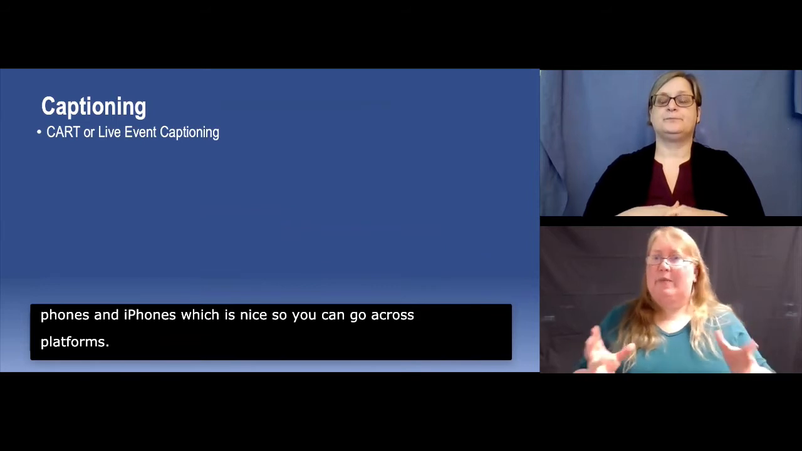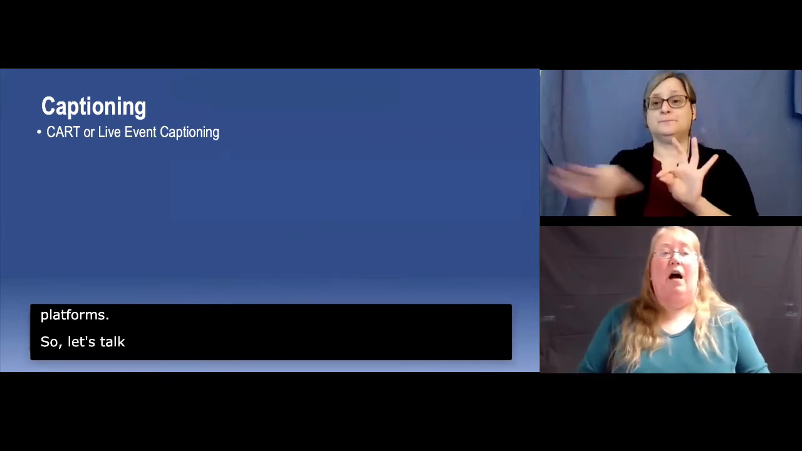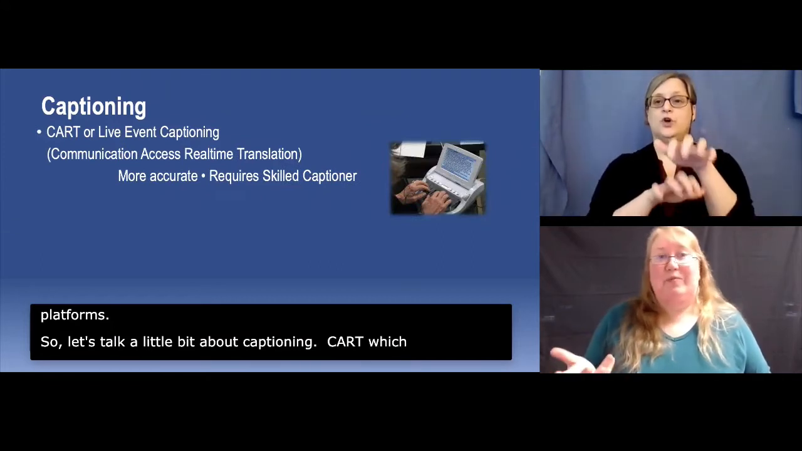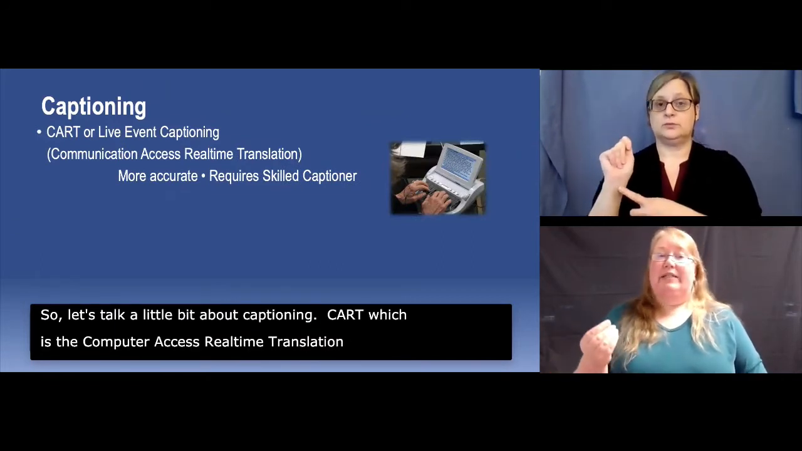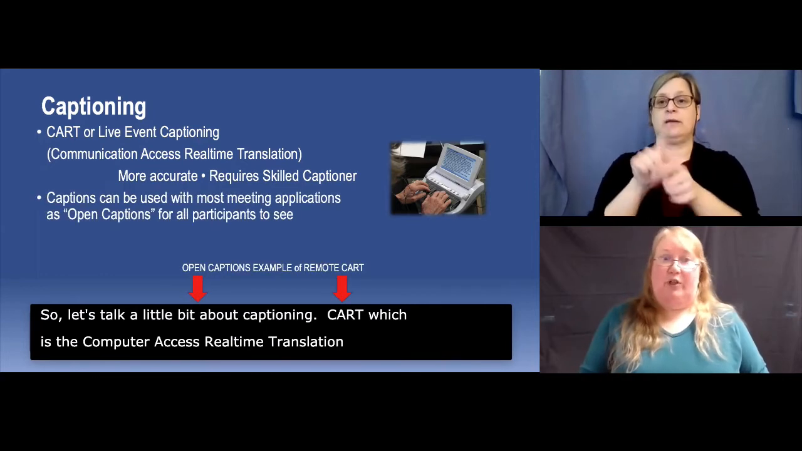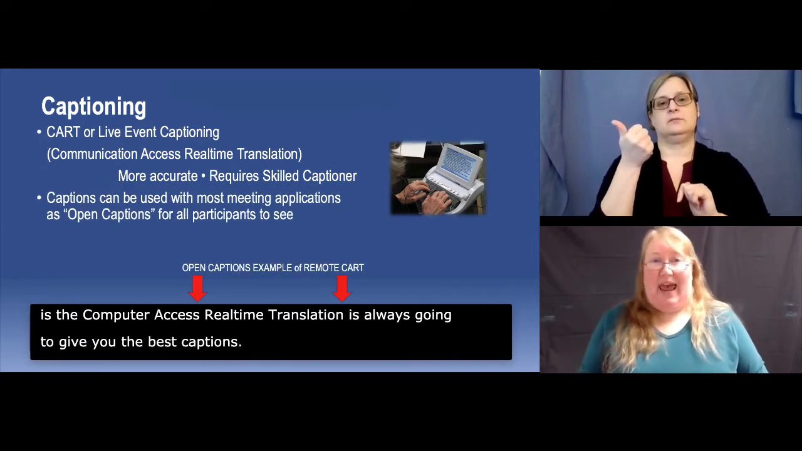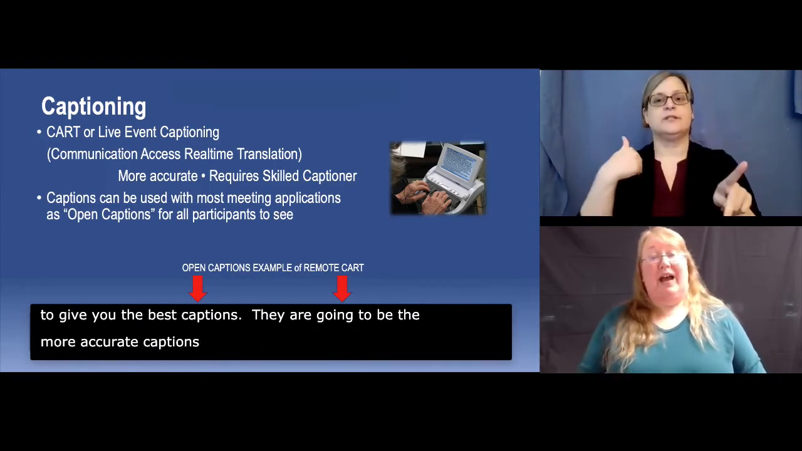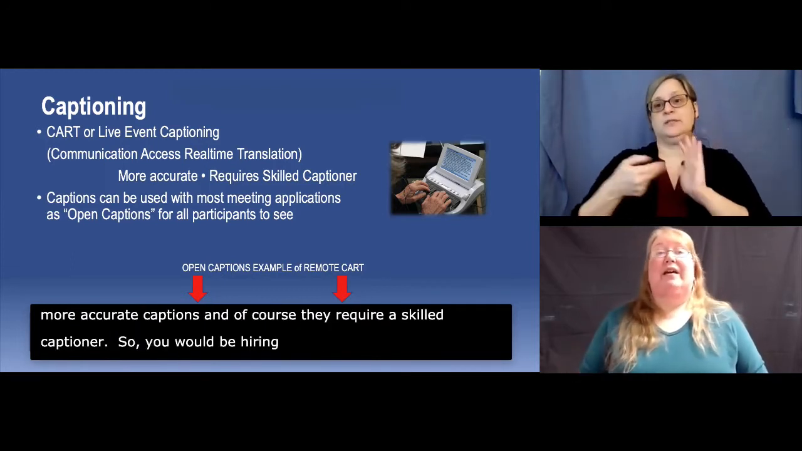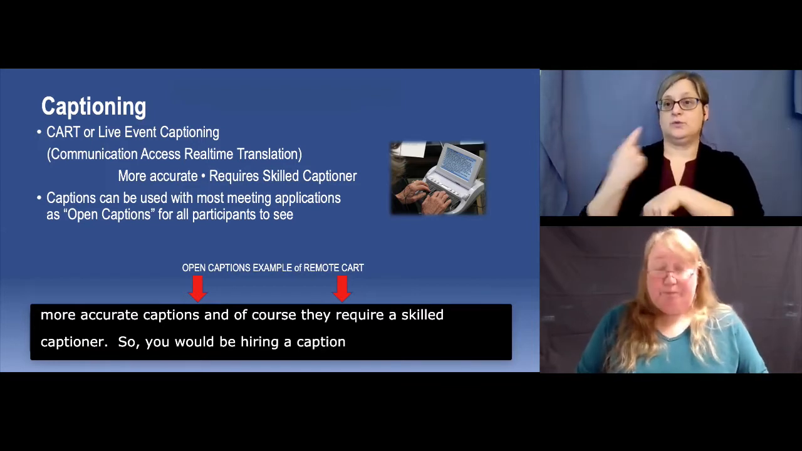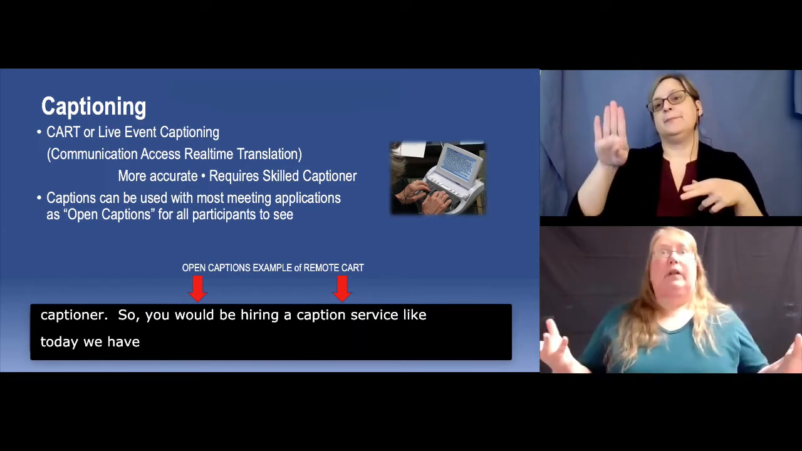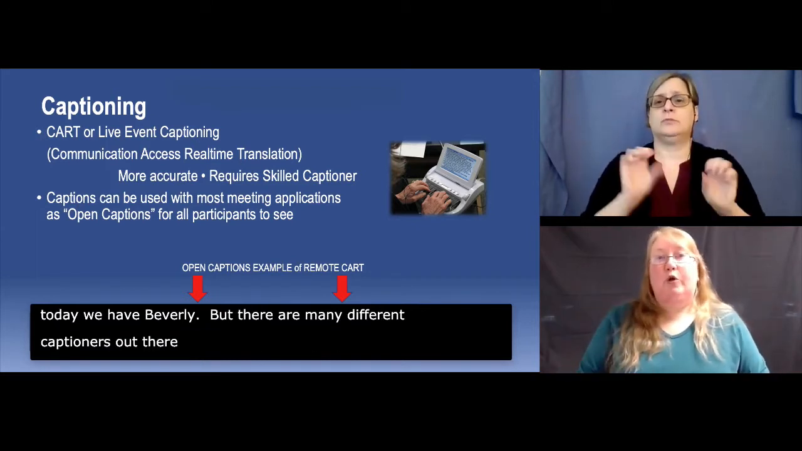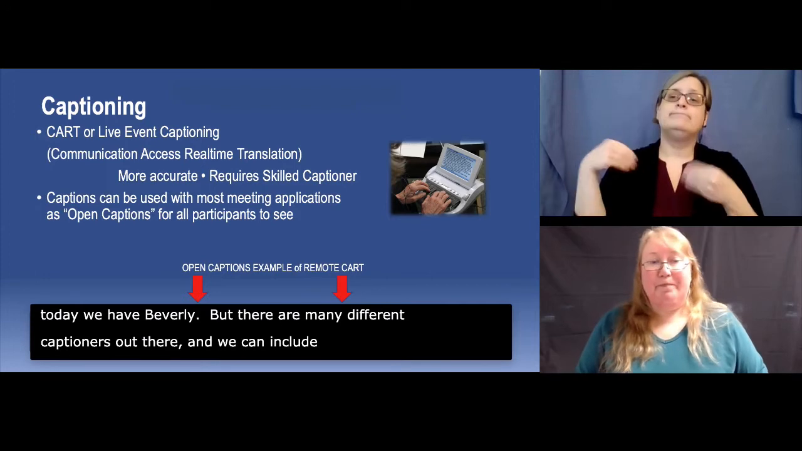So let's talk a little bit about captioning. CART, which is the Communication Access Real-Time Translation, is always going to give you the best captions. They're going to be the more accurate captions, and of course, they require a skilled captioner. So you would be hiring a caption service, like today we have Beverly. But there are many different captioners out there, and we can include resources on where to find them.